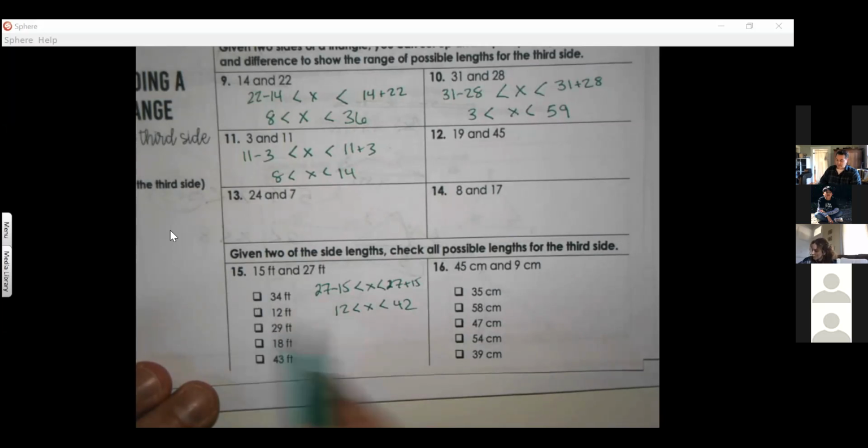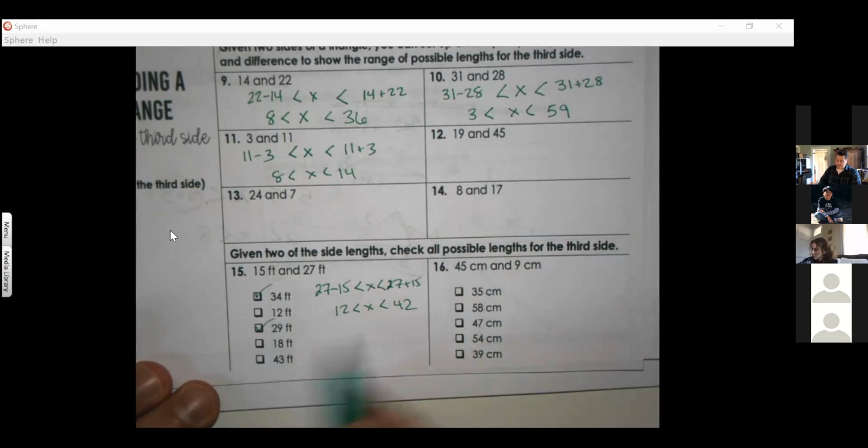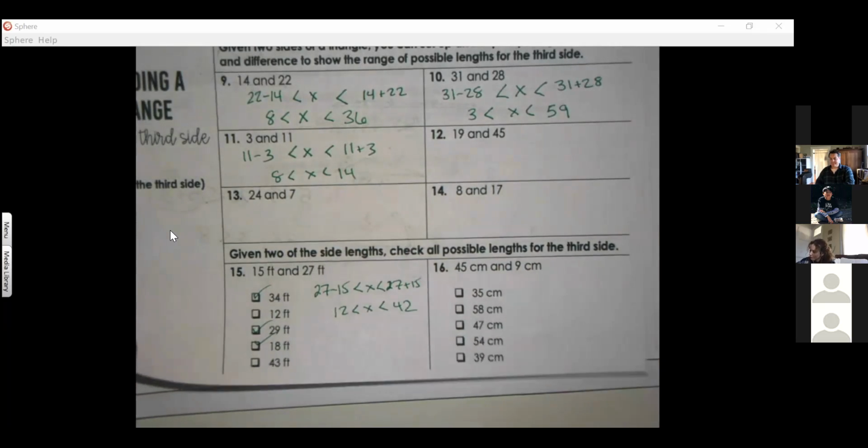Is 34 greater than 12 and less than 42? Sure is, that'll work. What about 12 feet? Is that going to work? No, because that would be equal to it. We need it to be greater than 12. 29 is between those two, so that works. 18 is between those two, so that works. 43, nope, that's too big. Any questions? You can finish up these four as part of your homework as well.